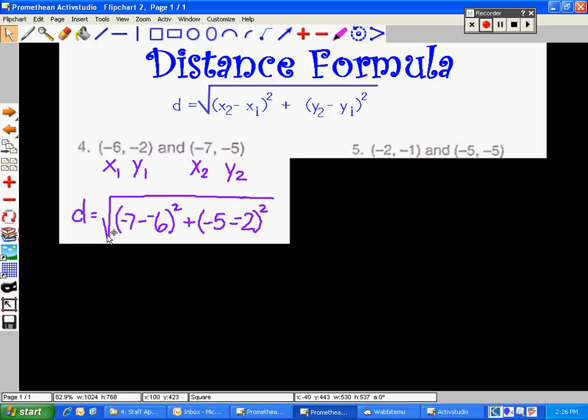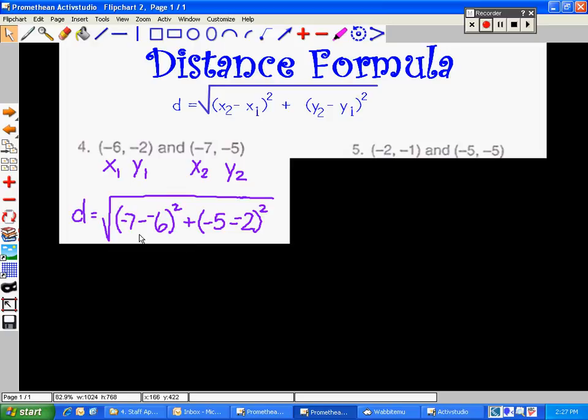We get square root of x2, which is -7, minus x1, which is -6. This minus sign right here, it came from the formula. But this negative sign came from the x1, -6. Plus, plug in y2, -5, minus y1, -2. Be sure to square each of these terms.